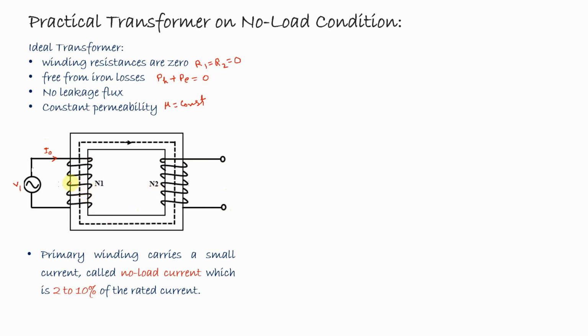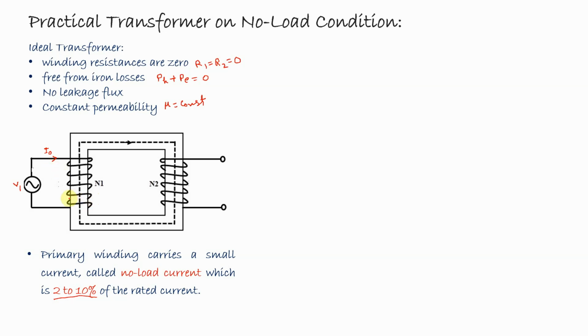It can be seen that when the transformer is operated at no load condition, the current flowing in the primary side is only 2 to 10% of the full load current, or the rated current. That means if we connect the load and the transformer operates at full load, the primary current is I1. But when we run the transformer at no load, the current in the primary winding will be only 2 to 10% of the rated primary current.